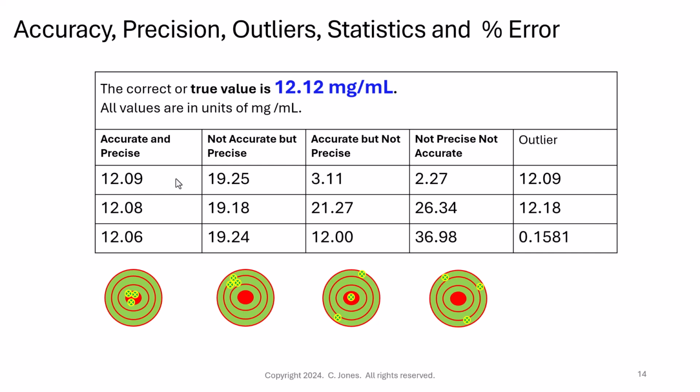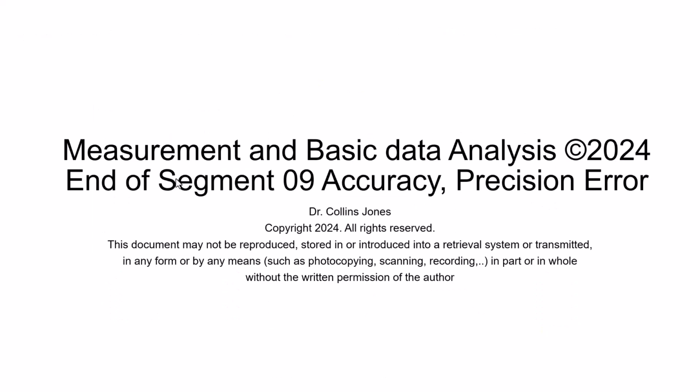And then finally, we want to bring up the concept of an outlier again. An outlier is a measured value that is very different from the other repeated measured values, from the other replicates. And so here's our outlier. You can see it lies far outside the range of the other measurements. In general, we discard outliers, but as you'll see in the next segment, we use the Q-test to statistically prove that we can discard an outlier. And that is the end of segment 9.